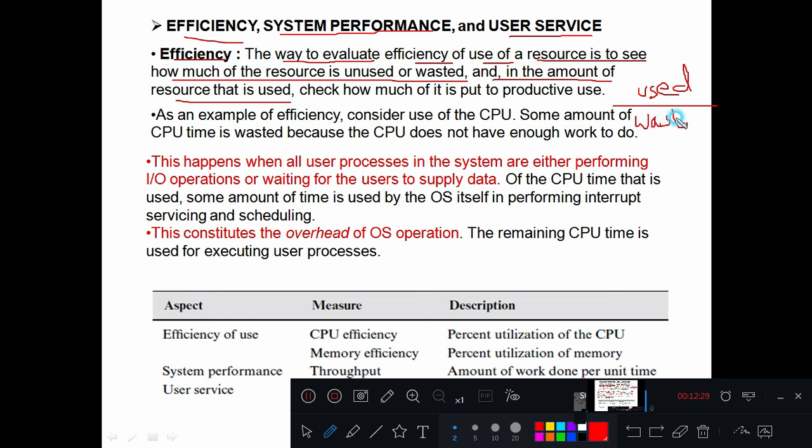So the used and the wasted, this ratio gives you the efficiency, right? I can put wasted in the numerator and used in the denominator, or the other way around, and then we get a certain percentage, and we say the efficiency of that particular resource is that much. Let us say used is 30%, and how much we are wasting out of 100% is 30, right?